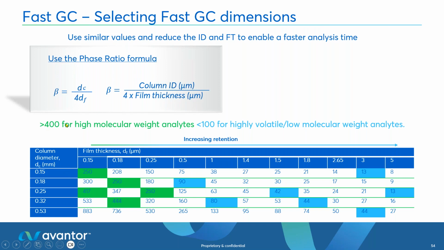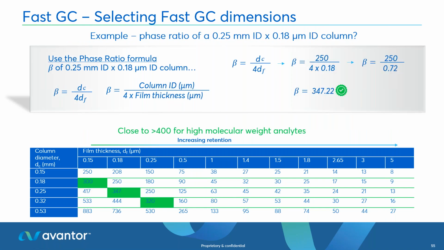These green values tend to be below 400, so this is for high molecular weight analytes. And you can move down to smaller dimensions and just look for a similar value, within maybe 50 units, and you can maintain similar retention. So this is really important because you don't want to be changing dimensions and then completely changing the retention. You want the phase ratio of the ID and the film thickness to be as similar as possible. You'll get this information afterwards. It's just to show that you can calculate the phase ratio to find a suitable smaller dimension, but with a similar phase ratio.